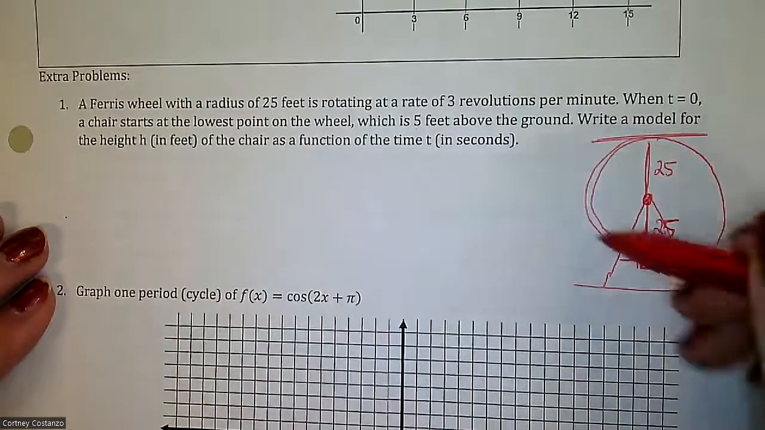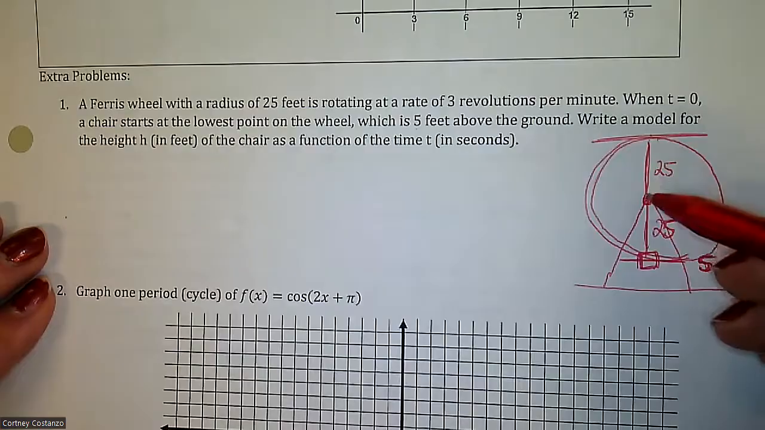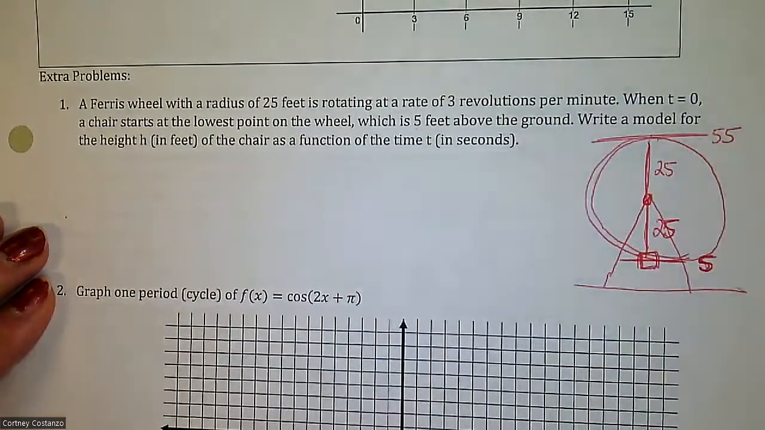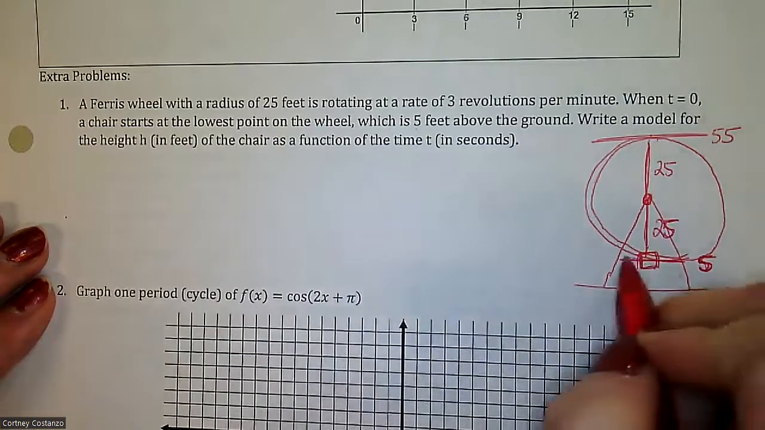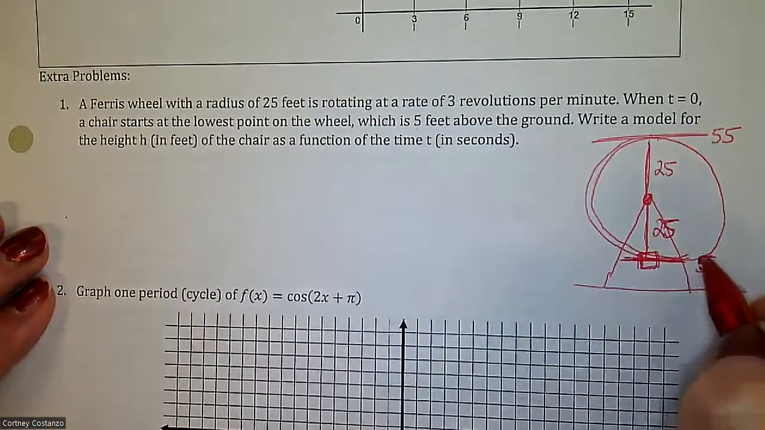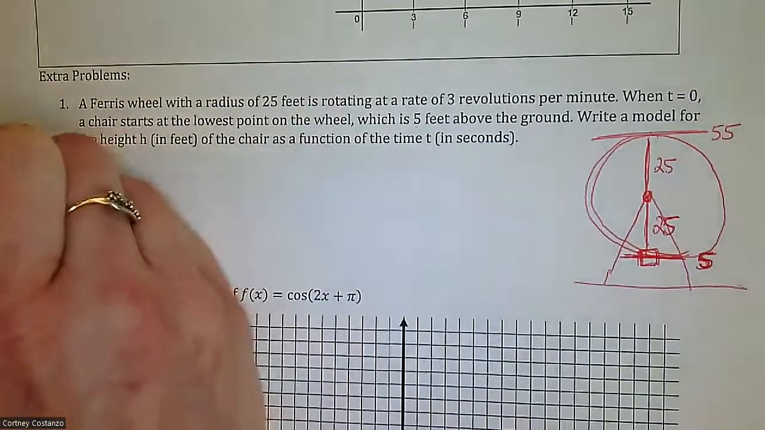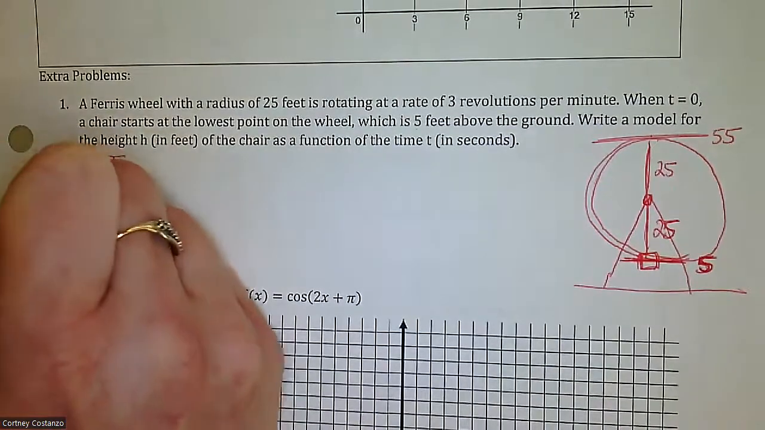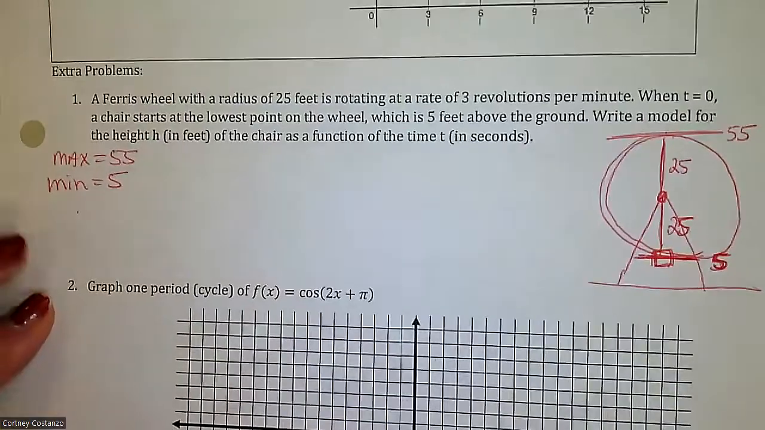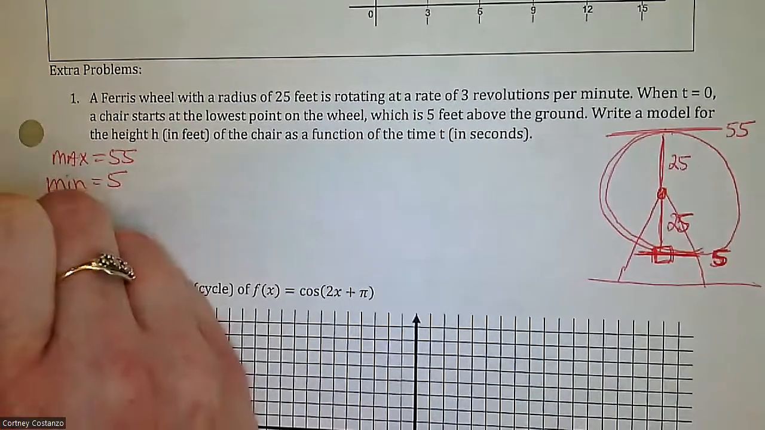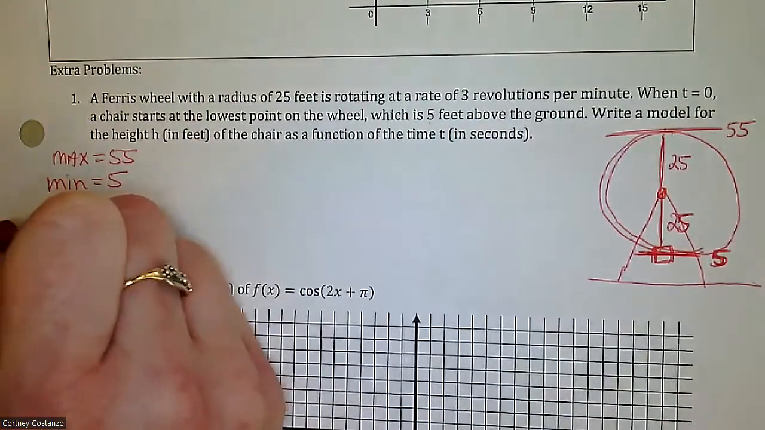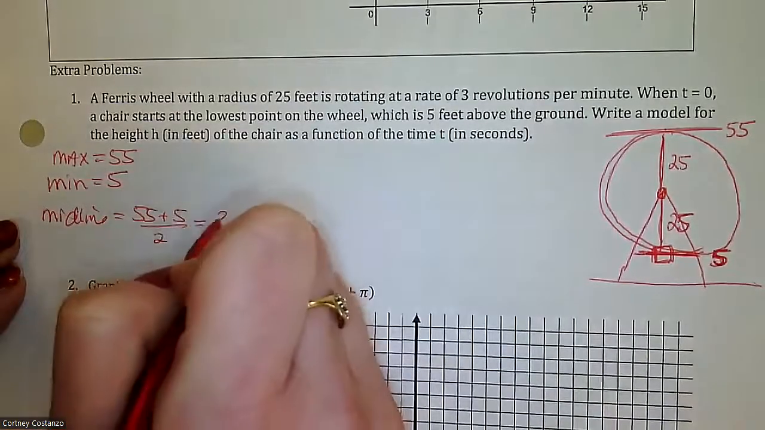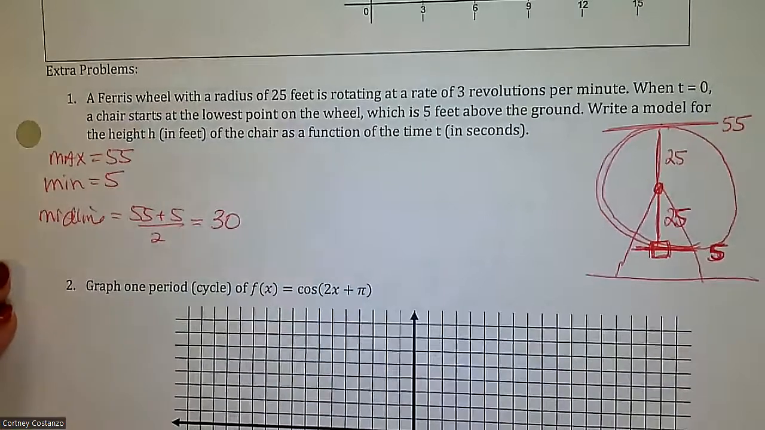If I rotate all the way to the top, well, this is obviously 50 plus 5, which means the maximum height is 55. The minimum height, like when I get on the ride, is 5 feet off the ground. So we have a max height of 55, a minimum height of 5, and that should help me find the midline, because the midline is the maximum plus the minimum cut in half. So my midline's at 30.